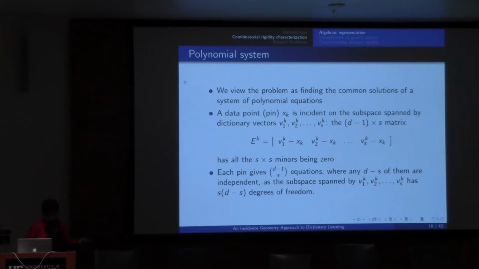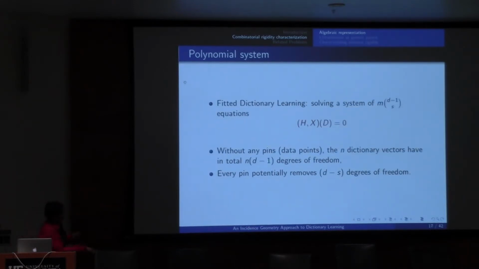Okay. So the fitted dictionary learning basically comes down to solving a large system of polynomial equations, each row of which corresponds to some determinant vanishing. And then, without any pins or data points, the n dictionary vectors have this many degrees of freedom. Every potential pin removes that many. This is an intuitive way of understanding why we end up with those numbers, right?